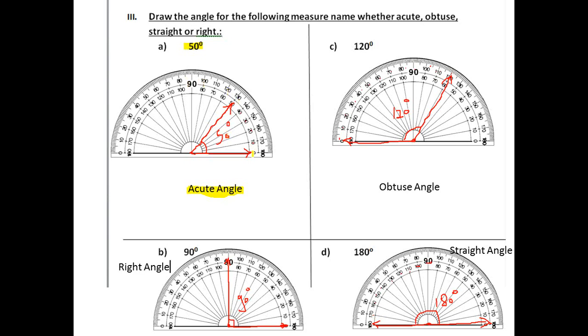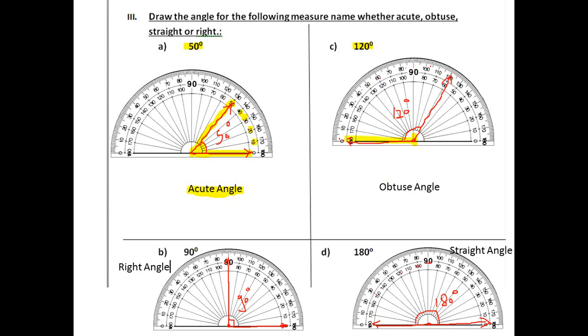What we did here, we just started from the middle of the protractor. We went to the 0 on one side, and then we counted 10, 20, 30, 40, 50. We stopped at 50 and drew a line, and we named this angle a 50 degree angle, and it's an acute angle. Now let's go for the next one, which is 120. For the 120 degree measure, we'll start from the middle of the protractor.